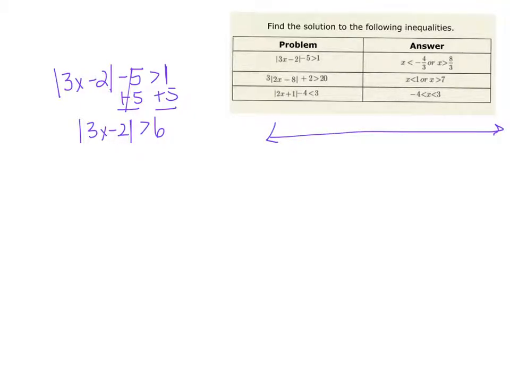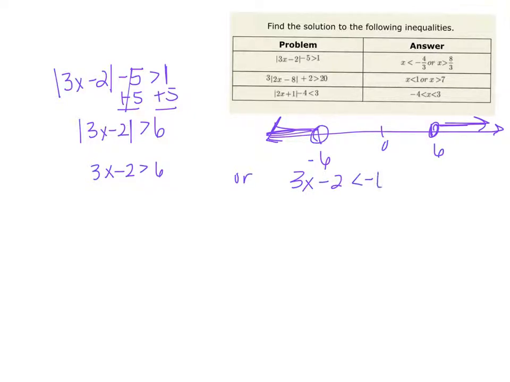Let's kind of look at this on a number line. To be greater than 6, we know that we want to be out this way. However, we know that that means any 6, 7, 8 would work. But that also means anything in that negative range would also work. So we want to set up 2 inequalities now. 3x minus 2 is greater than 6, or 3x minus 2 is less than a negative 6, as our visual shows.